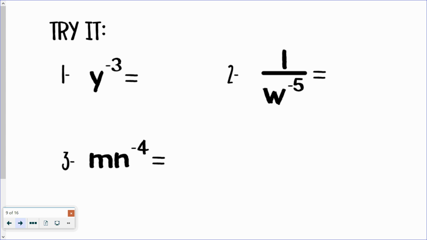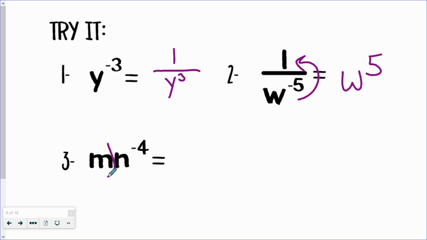Okay, so it's to the negative third power, so it's like a fraction, so it just becomes part of the denominator. y to the third power, we put a 1 on the top. Since the negative power is in the denominator already, it's going to go to the top. So this one is w to the fifth power. And this one you have to be careful because the m and the n to the negative fourth power are separated from each other. So this is really going to be m on the top, and the n to the fourth is going to go into the denominator.